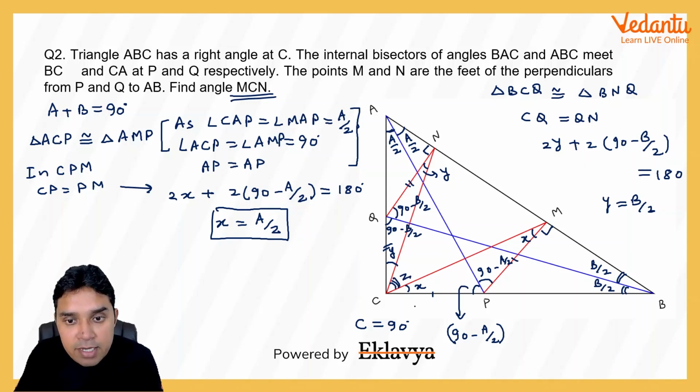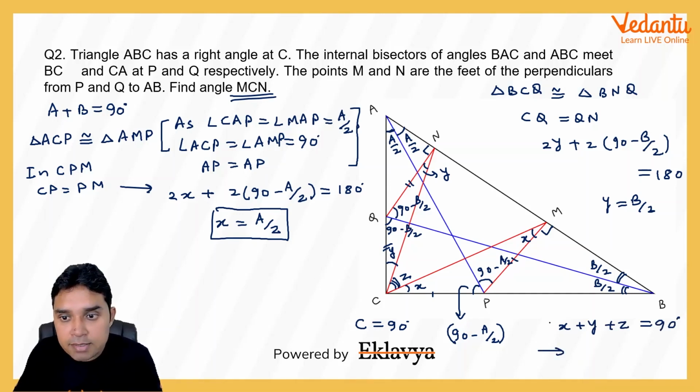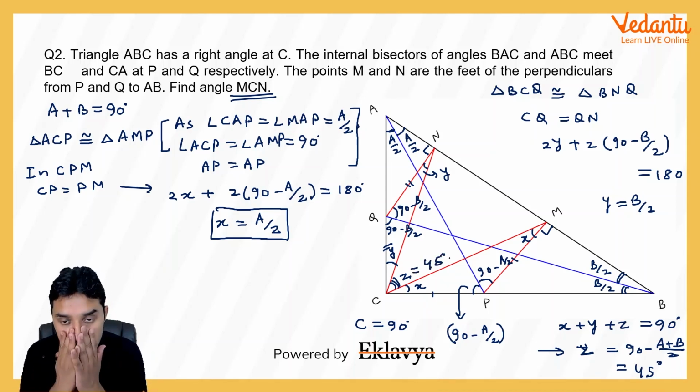So here very easily it can be seen that angle ACB, which is actually x plus y plus z, is equal to 90, which is given in the question itself. So writing x as a by 2 and y as b by 2, we get z is equal to 90 minus (a plus b) by 2. A plus b is 90, so solving this we get 45 degrees. So the answer for this question is 45. Okay, so this completes the solution of this question.